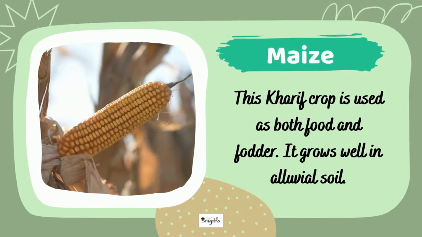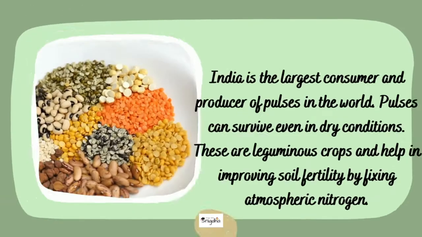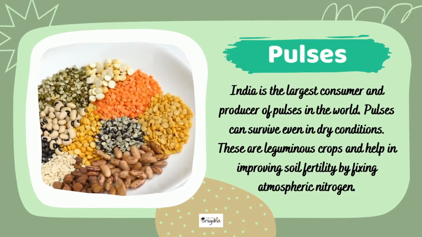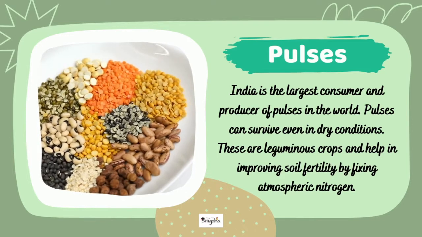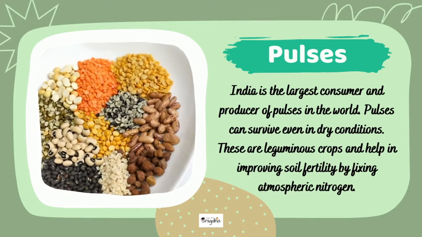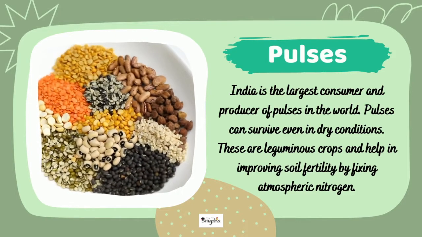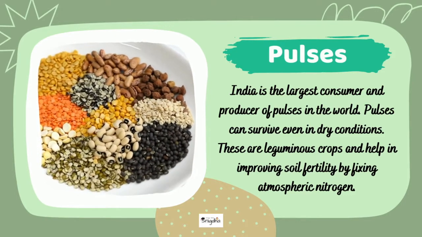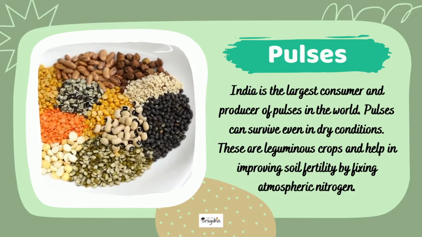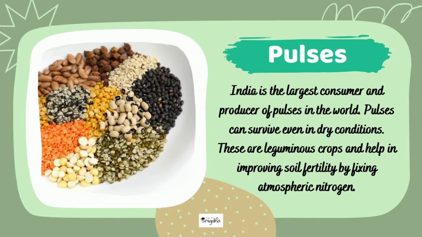Next is maize. This Kharif crop is used as both food and fodder. It grows well in alluvial soil. Pulses. India is the largest consumer and producer of pulses in the world. Pulses can survive even in dry conditions. These are leguminous crops and help in improving soil fertility by fixing atmospheric nitrogen.